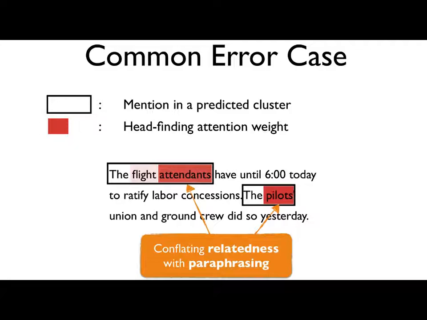Oh yeah, and there are some other problems with this model: it is heavily reliant on the embeddings. So if the embeddings place two words like attendant and pilot really close together, it might think that they are related when they are not pointing to the same thing.